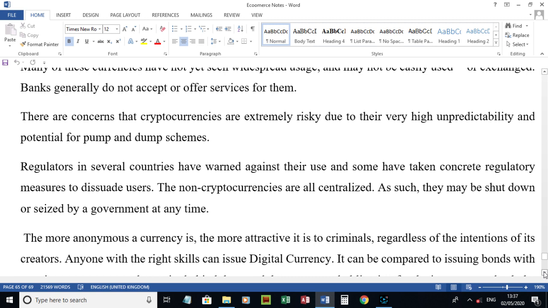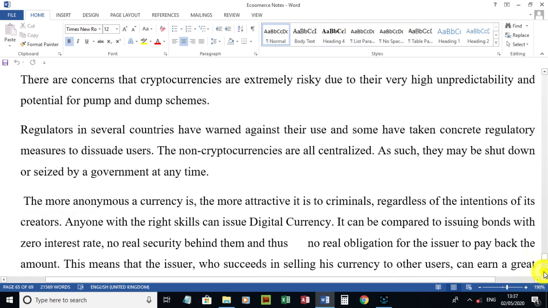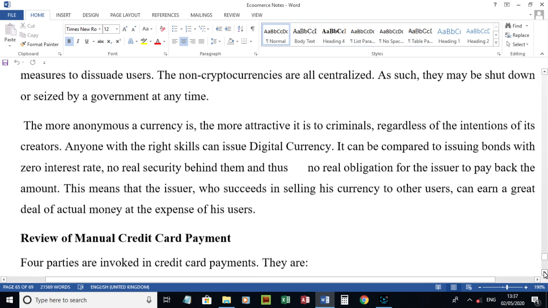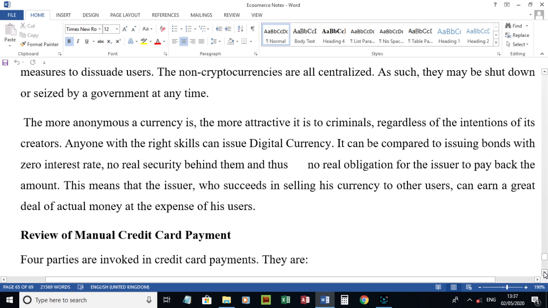You understand? Non-cryptocurrencies are all centralized. As such, they may be shut down or seized by a government at any time. The more anonymous a currency is, the more attractive it is to criminals, regardless of the intentions of its creators. Anyone with the right skill can issue digital currency. It can be compared to issuing bonds with zero interest rate, no real security behind them, and thus no real obligation for the issuer to pay back the amount.